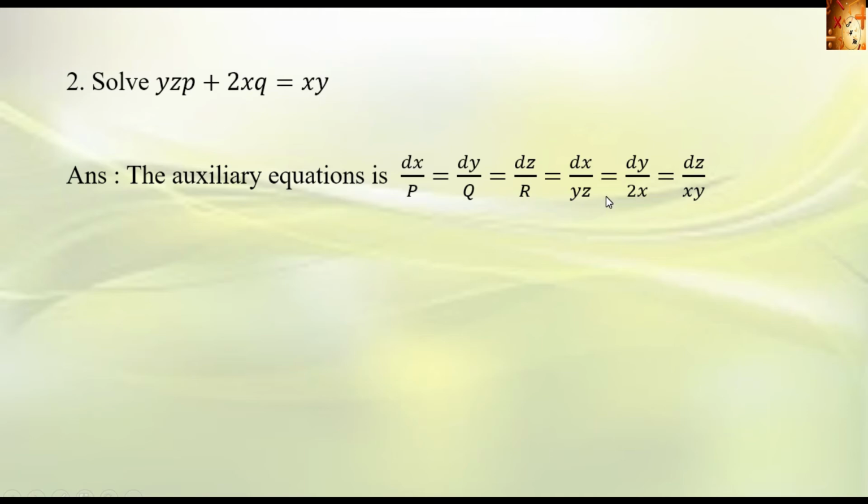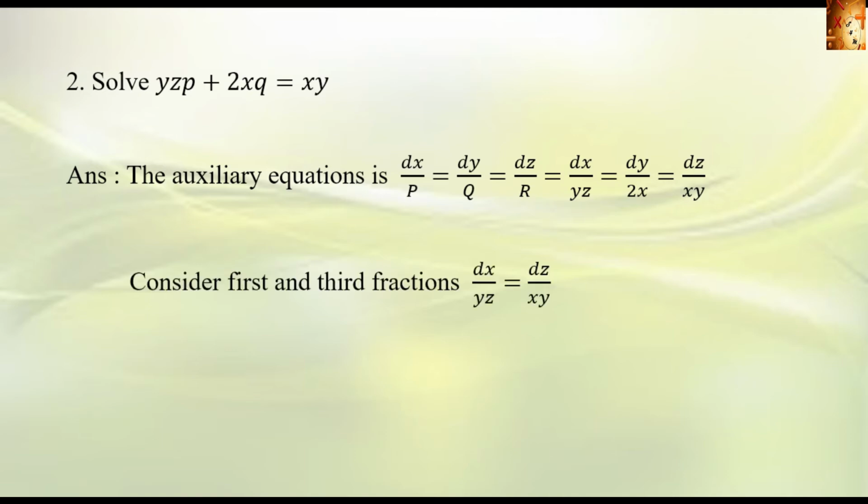Consider any two. Okay, considering the first and the third one, we have y term as a common term in the denominator. So cancelling y we get an expression. Similarly, considering the second and third one, x is a common term. So from that we get an expression. So in both these cases we get the solutions. Okay, let's see. Consider the first and third.